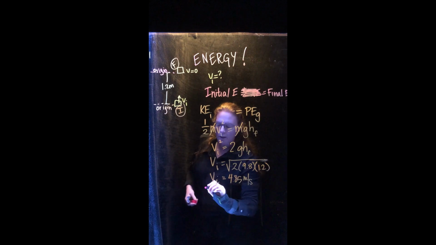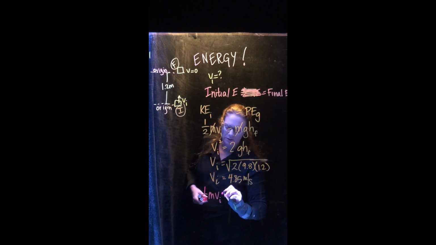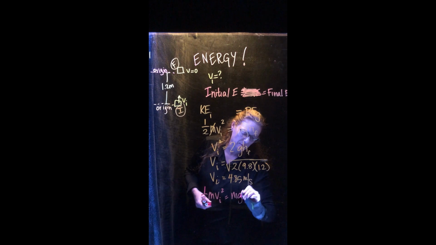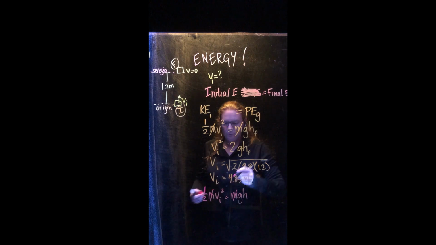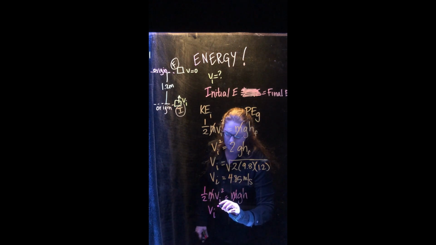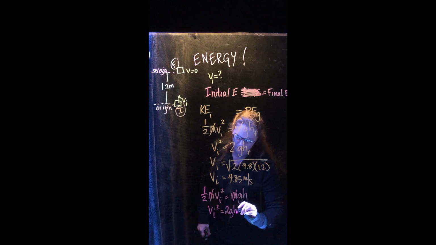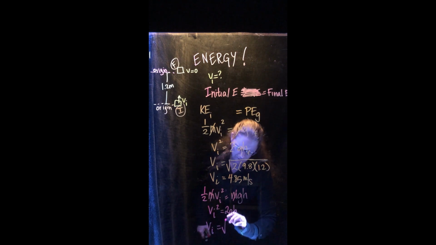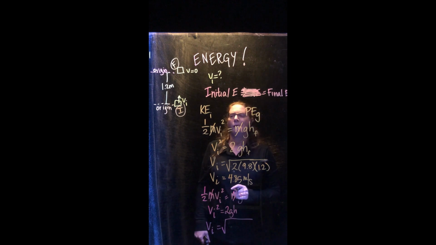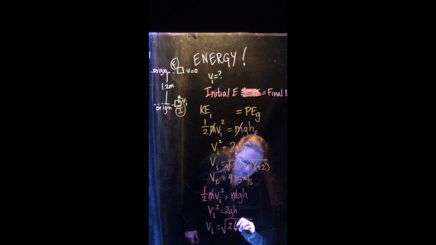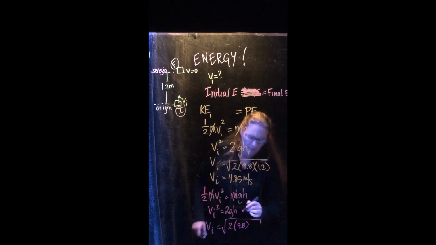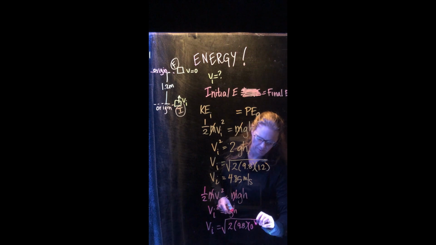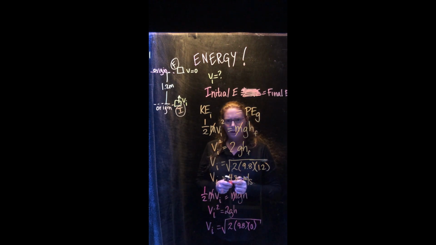All right, 1/2 mass, initial velocity squared, equals mass times acceleration due to gravity times the height. Masses will cancel. And then, okay, look at this. V initial squared equals 2gh. V initial equals the square root of, this is interesting, isn't it? 2 times gravity, 9.8, times the height, which is 0. What did we do wrong? What did we do wrong?